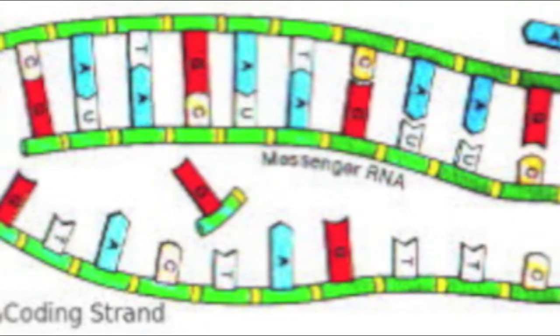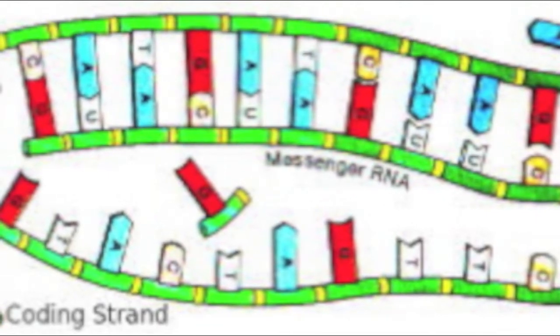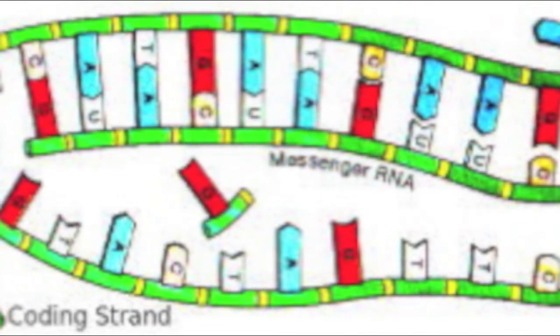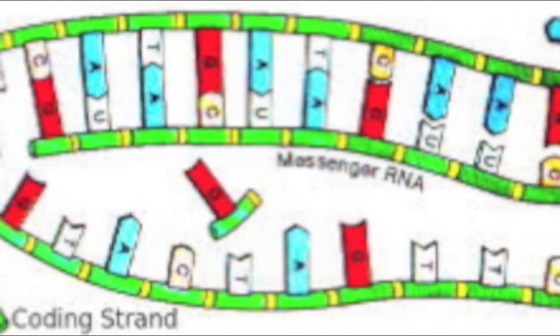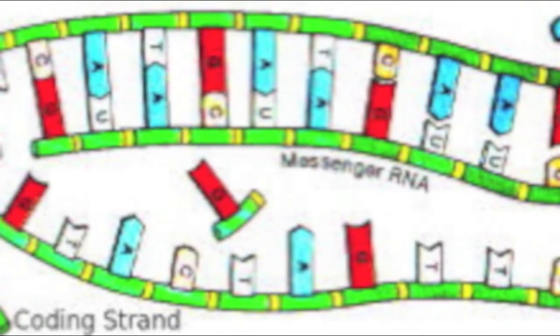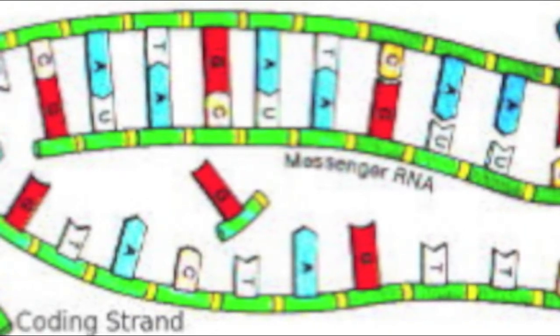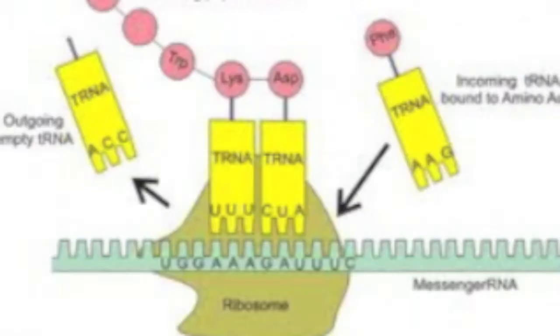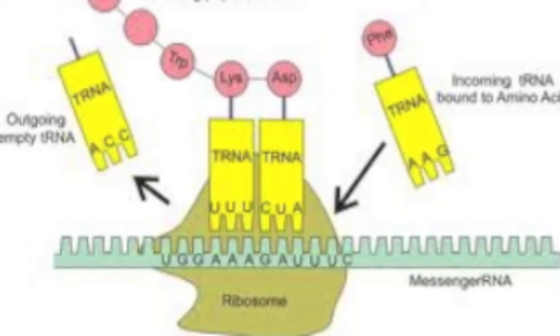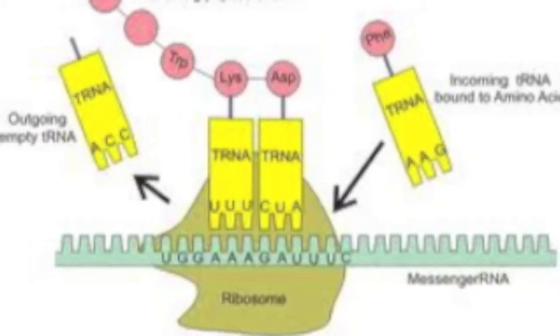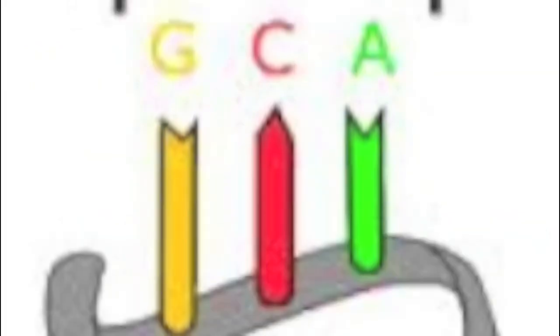Roles of mRNA and tRNA. So first off, the mRNA carries the codons. 3 bases make up the codons, code for specific amino acids. tRNA carries the amino acids to the ribosomes. They got anticodons with the complementary bases of the codons.